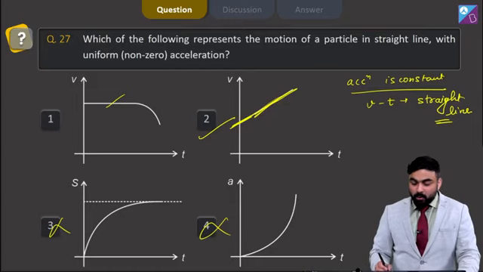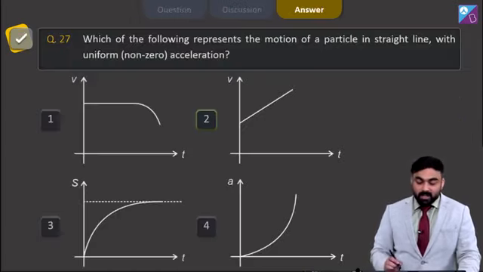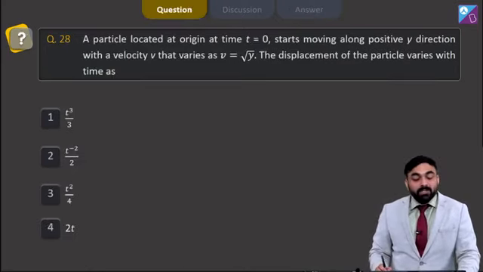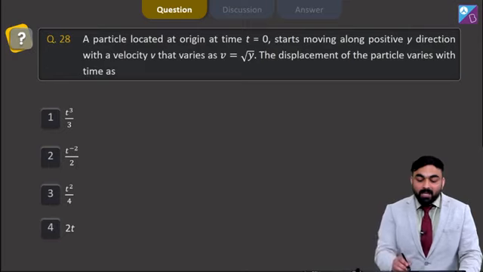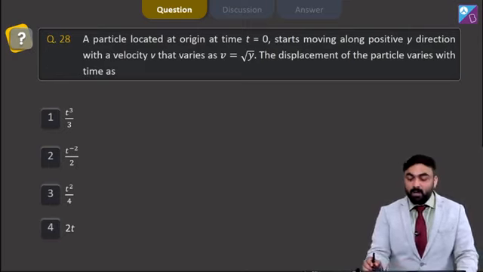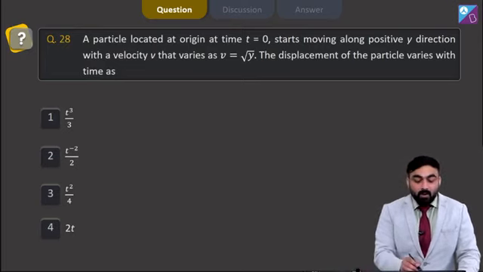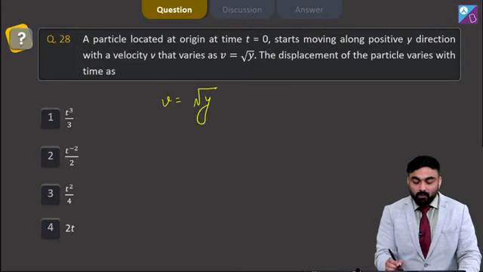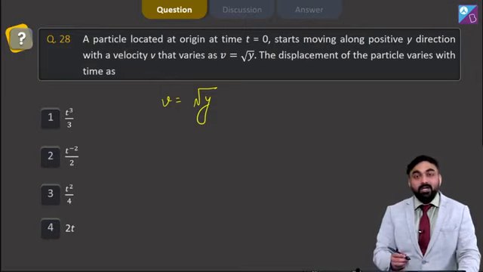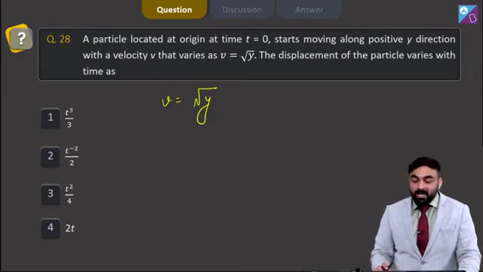So according to our calculation, option number 2 is the correct answer. Let's verify this with the answer slide. So option number 2 is the correct answer. Moving on to question number 28, which says a particle located at the origin at time t = 0 starts moving along the positive y direction with a velocity v that varies as v = √y. The displacement of the particle varies with time as. So we need to calculate the variation of displacement with time.